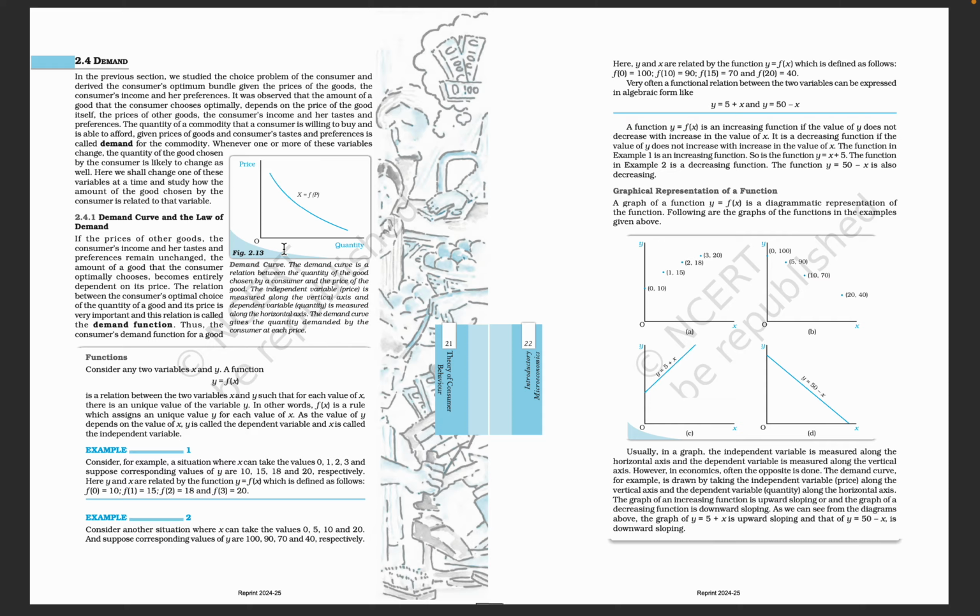Whenever one or more of these variables change, the quantity of the good chosen by the consumer is likely to change as well. Here, we shall change one of these variables at a time and study how the amount of the good chosen by the consumer is related to that variable.